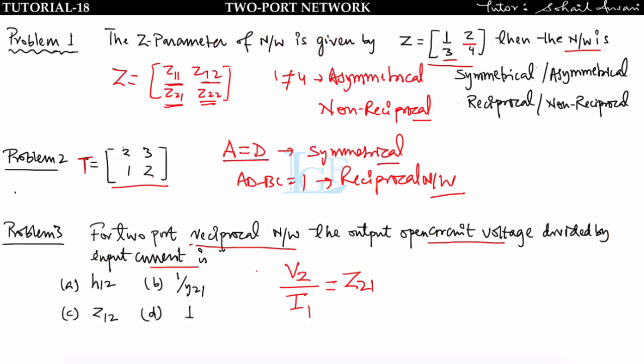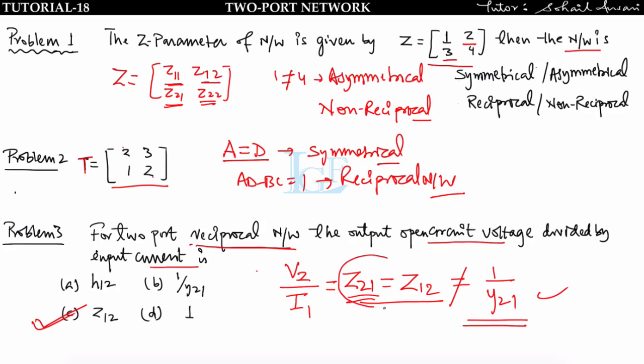Got it? Now for a reciprocal network, Z21 must be equal to Z12. So option C is satisfying this condition. So Z12 must be the answer. Most of the guys get confused. They may represent Z21 as equal to 1 upon Y21, but this is not equal to 1 upon Y21. Remember this. When we derive the relation between Z parameter and Y parameter, then you will see that Z21 is not equal to 1 upon Y21. For a reciprocal network, Z21 must be equal to Z12. So option C is correct.